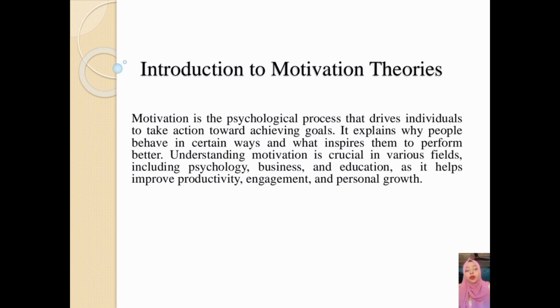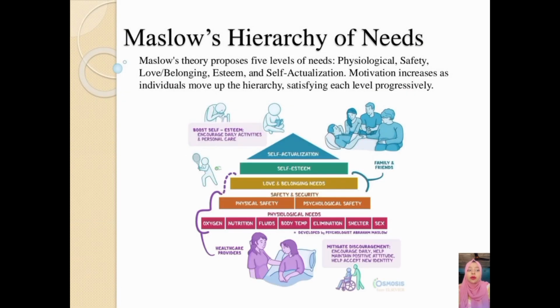Here are 4 theories in integrating contemporary theories of motivation. These are Maslow's hierarchy of needs, two-factor theory, self-determination theory, and the expectancy and equity theories. Now I'm talking about Maslow's hierarchy of needs. There are 5 levels: physiological, safety, belonging, esteem, and self-actualization.